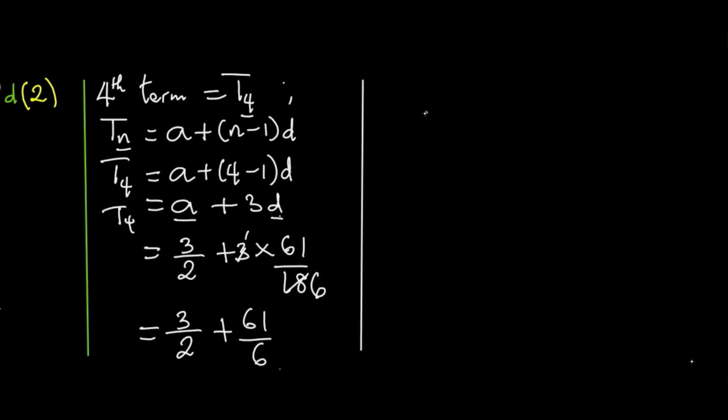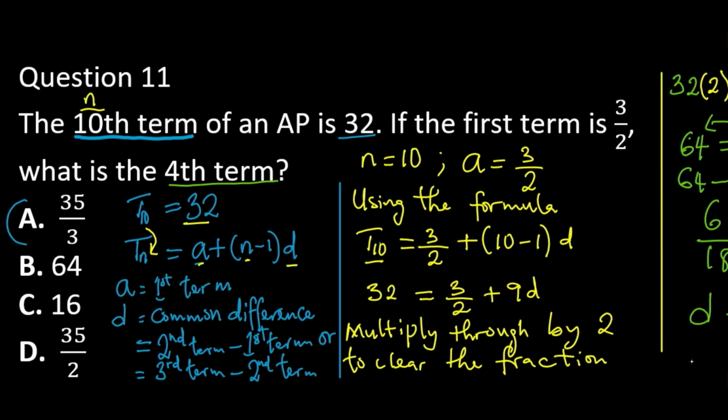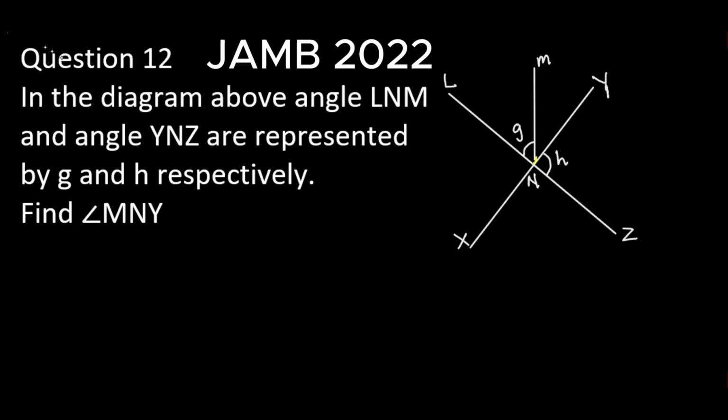So you find the LCM of 2 and 6. You have 6. 2 in 6 will give us 3. 3 times 3, get 9. Plus 6 in 6, give us 1. 1 times 61, give us 61. So the final answer here is equals to 70 over 6. Okay, you can cut it. You have 35 over 3. And that is option A.